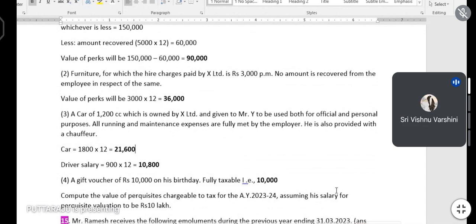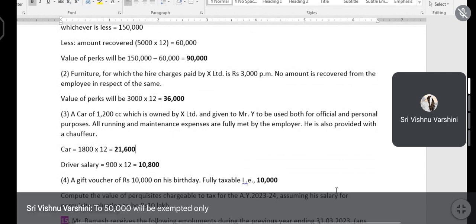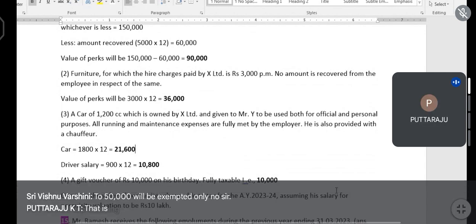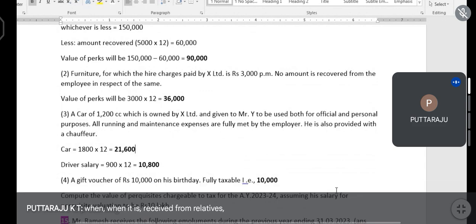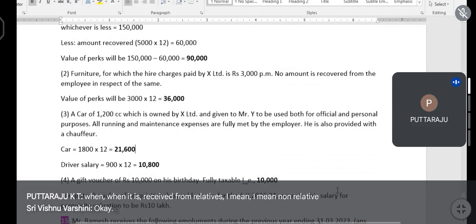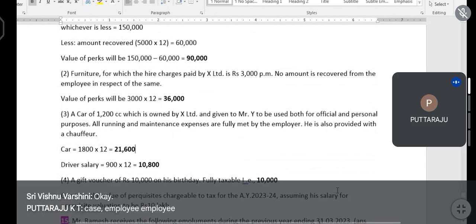Sir, I have a doubt, sir. Gift up to 50,000 will be exempted only, no, sir? That is under gift tax. Okay, sir. When it is received from relatives. Okay, I mean non-relative. In this case, employer-employee relationship, it is fully taxable. Okay, sir.